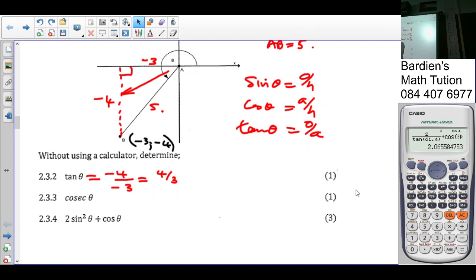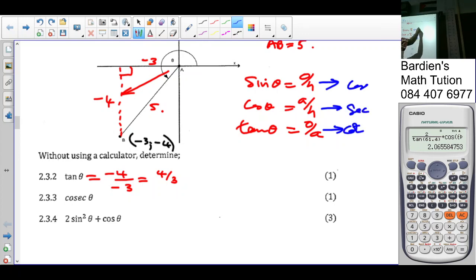So we said the reciprocal functions to sine, cos, tan are cosec, sec, cot. So it's the reciprocal function. Cot is adjacent over opposite. Sec is hypotenuse over adjacent. Cosec is hypotenuse over opposite. Okay? You all okay with that? So cosec is hypotenuse over opposite. So my hypotenuse is 5 over opposite, which is -4. Okay?